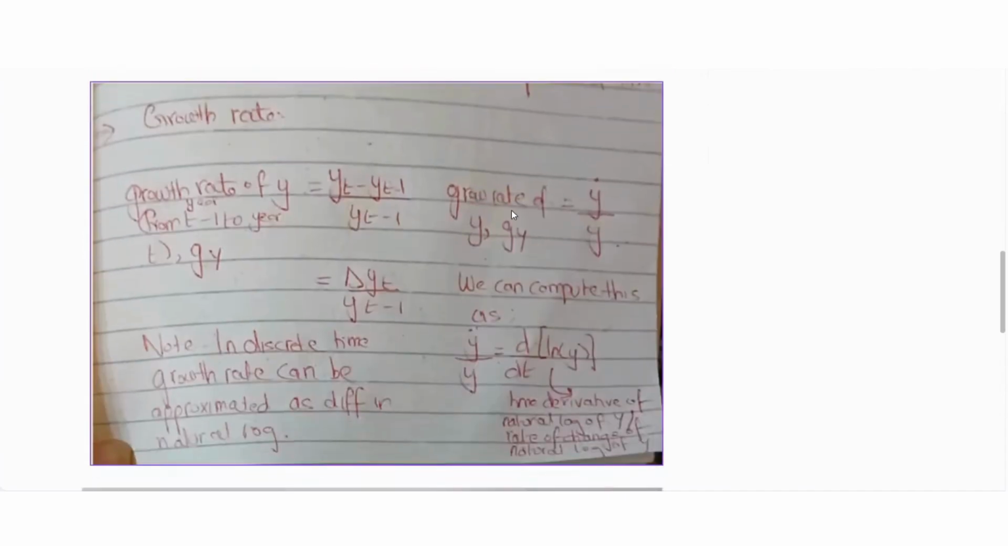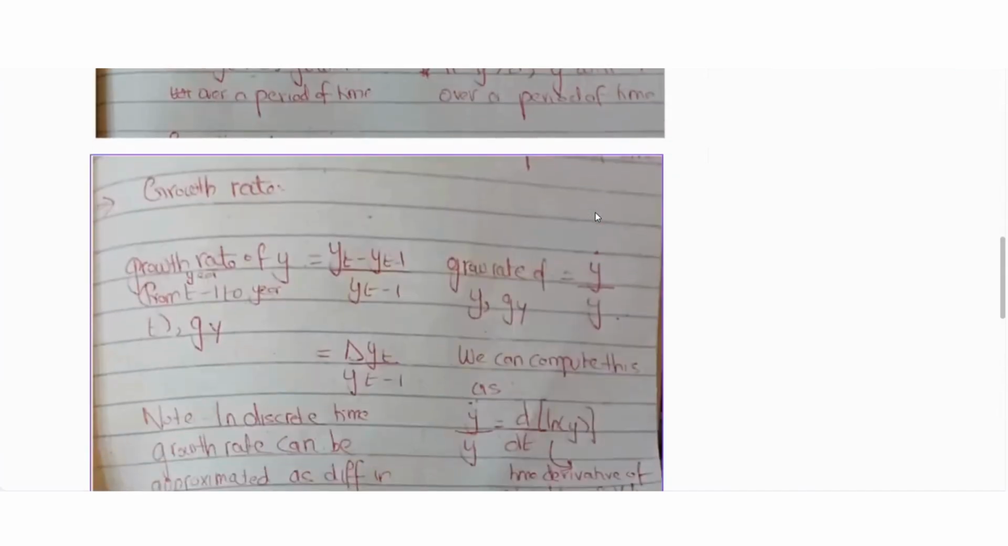Now in continuous time, the growth rate of y is just y dot by y, where y dot is dy/dt, the rate of change of y in continuous time. So we can now compute this growth rate in continuous time: y dot by y can be computed as the time derivative of the natural log of y. If we want to find the growth rate in continuous time, it's y dot by y, and this can be computed as d/dt ln y.